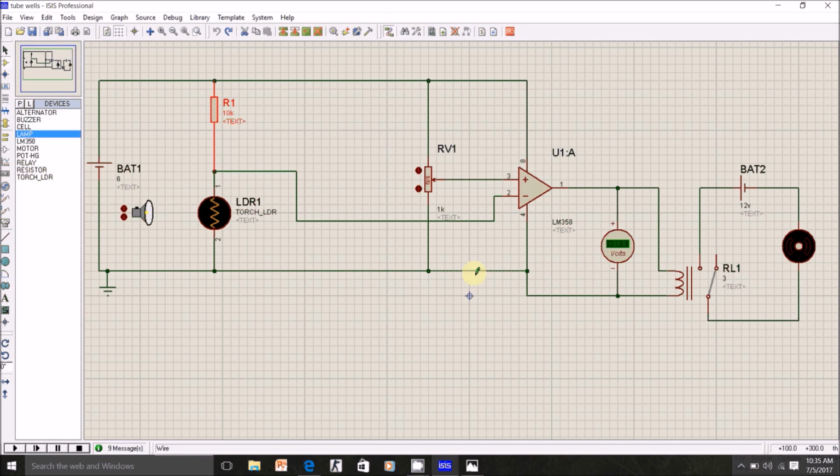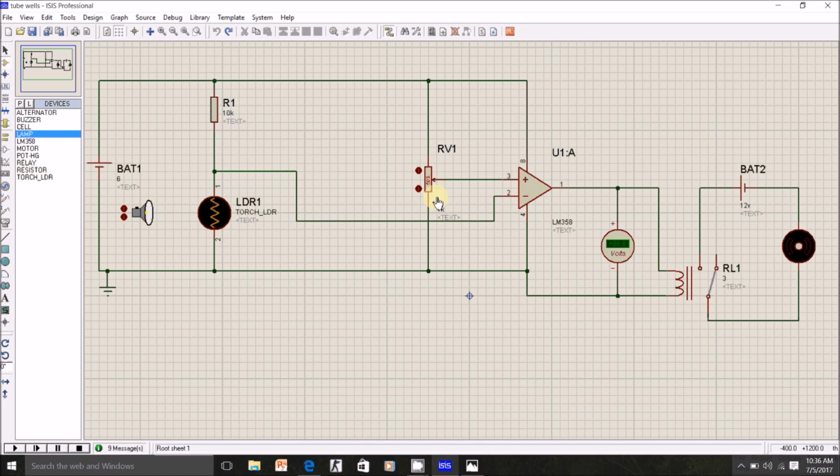This here is a 10K resistor. Now this is an OPAMP IC, LM358. We need only 4 pins of this IC, whereas there are 8 pins in the LM358. So we are going to use only 4. 1 for output, 3 and 2 for inputs, 8 directly connected to positive supply and 4 to ground.